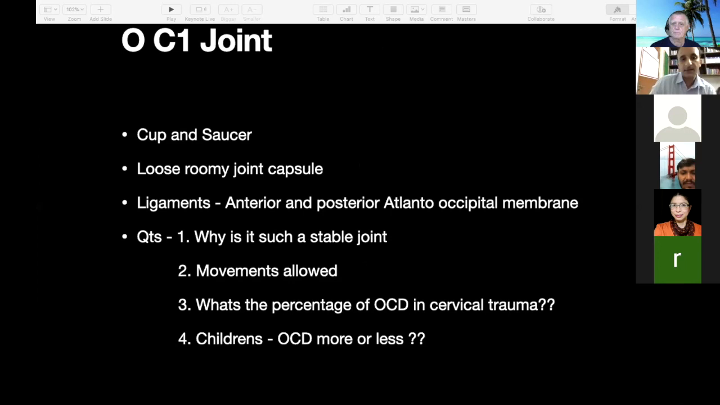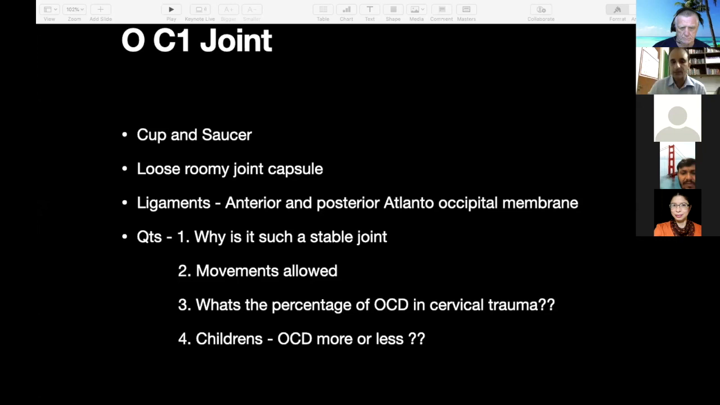Now please understand that OC1 is a cup and saucer type of joint. The occipital condyle comes in, and you have C1. It has a very loose, roomy joint capsule. There are just two main ligament attachments, the anterior and posterior atlanto-occipital membrane. My first question, open to all, is why is OC1 such a stable joint when there are only one or two ligaments, whereas in C1, C2 you have so many ligaments holding C1, C2? So why is OC1 such a stable joint?